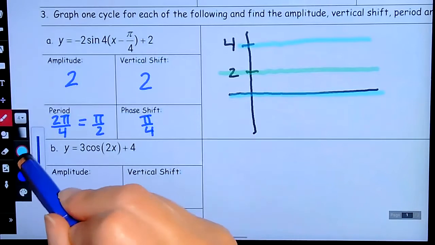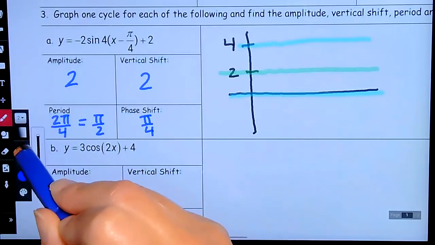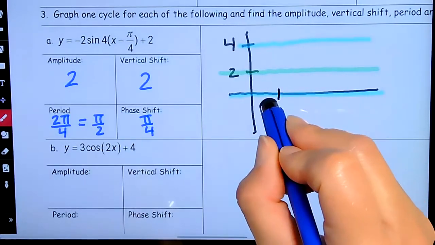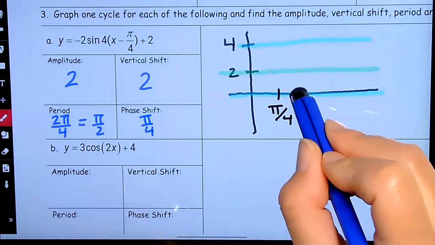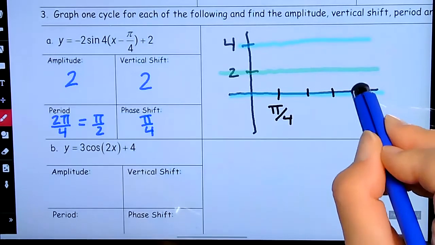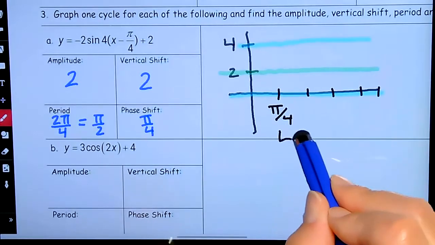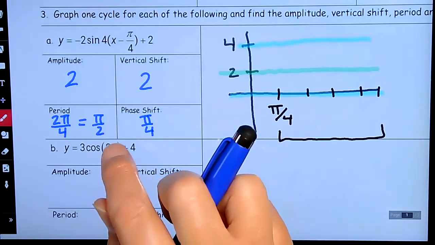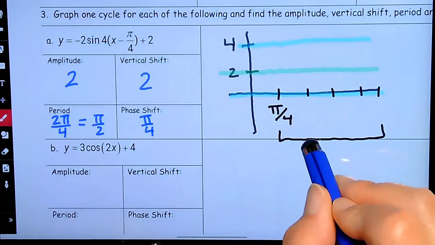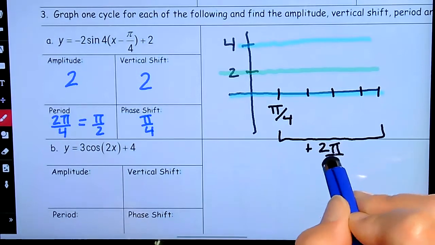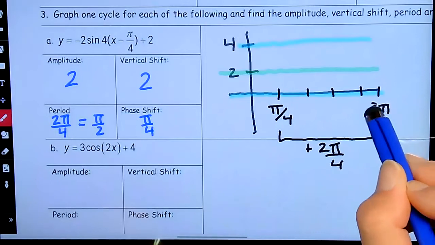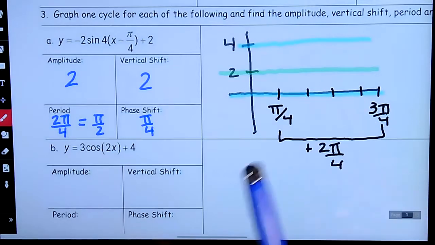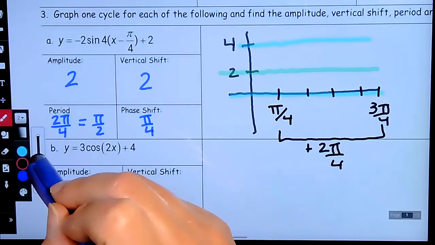And now I need to figure out how to scale my x-axis. For my x-axis, I'm going to start at pi fourths. Okay, so let me label pi fourths. And I have 5 markings: 1, 2, 3, 4, 5. And from here to here, I'm going to be going the period, which is pi halves. But pi halves is actually the same as 2 pi fourths. So I'm really adding 2 pi fourths here, which means I'm going to end up at 3 pi fourths. Starting at pi fourths, ending at 3 pi fourths. I need the tick marks. I don't need you to label the ones in between. And then we're going to graph.